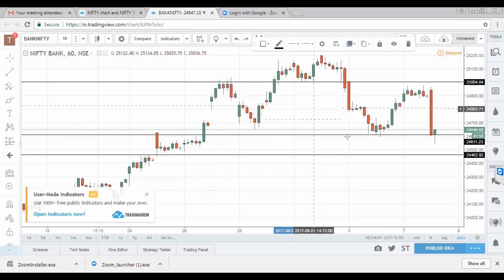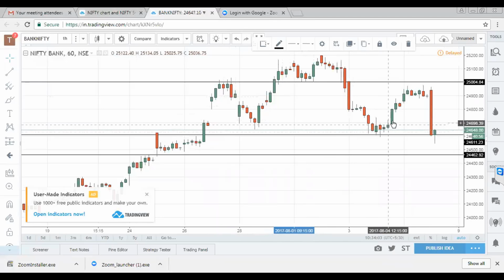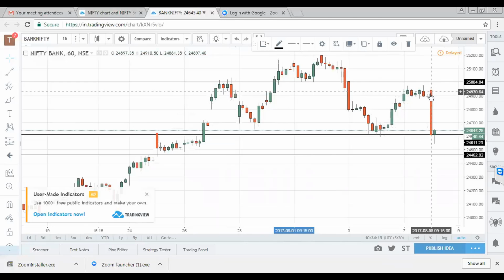Now if you see over here, there is a reversal which has been formed at this level, 24,600, right? And it goes up and a red Marubozu has been formed. Okay, so there is a good red Marubozu formed directly at the support, and now it is trying to go above this. So if we have a red candle followed by 2 green candles, we can initiate a buy in Bank Nifty as well, right?